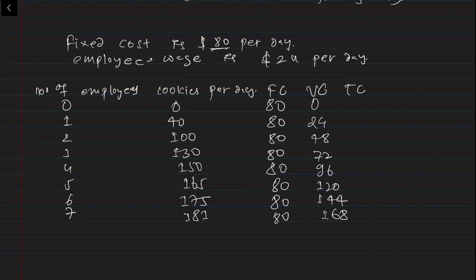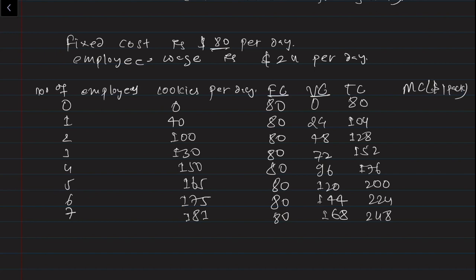Now what is the total cost? The total cost is the sum of the fixed cost and variable cost. So this is 80, 104, 128, 152, 176, 200, 224, 248. Now let's calculate the marginal cost per pack. To calculate this marginal cost per pack, we do not consider the fixed cost because this is a sunk cost. We are going to consider only the additional variable cost, and we'll divide it by the additional packs of cookies generated by the additional employee. So this is simply 24 divided by 40.